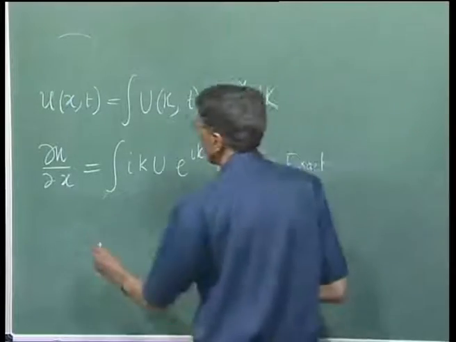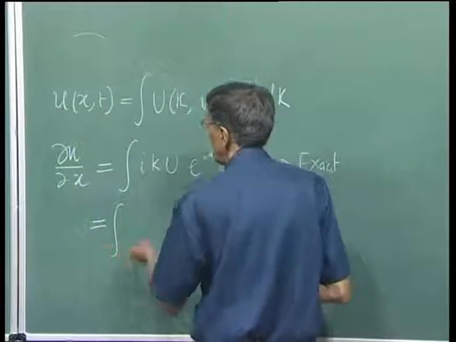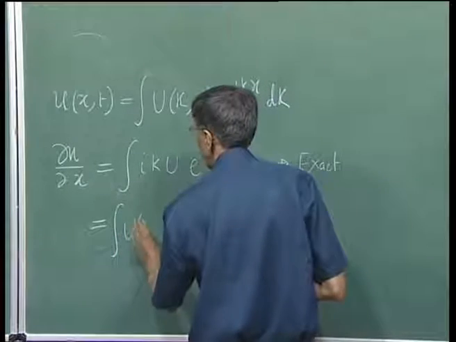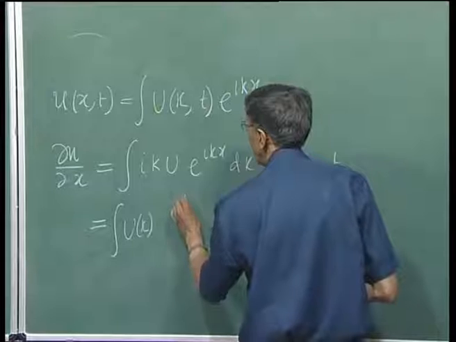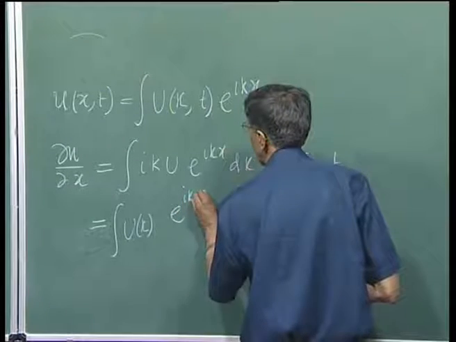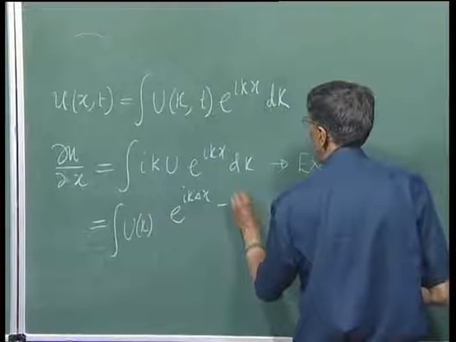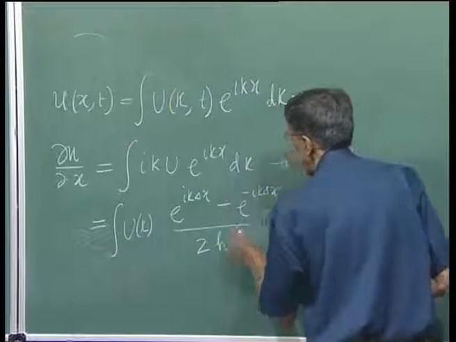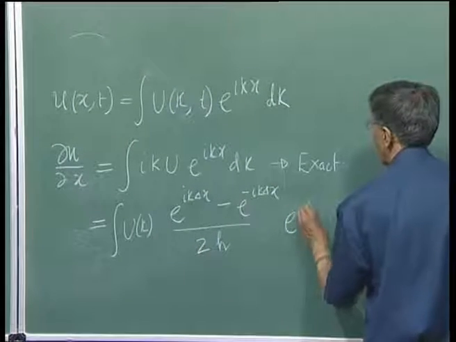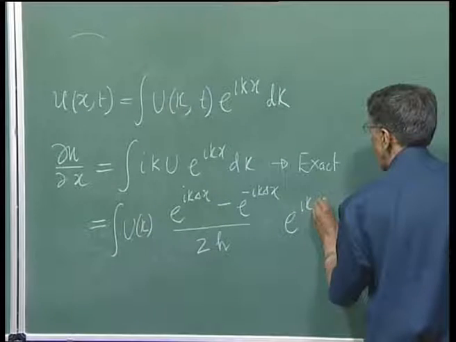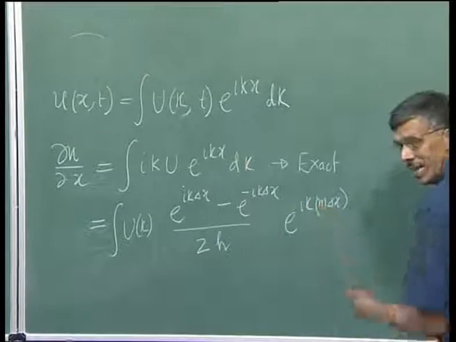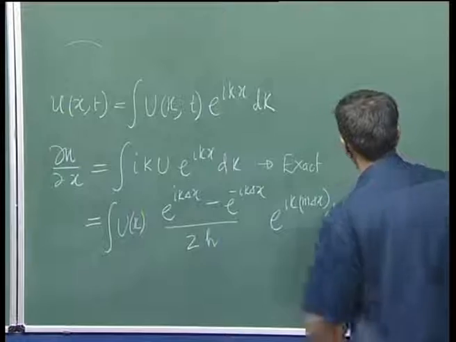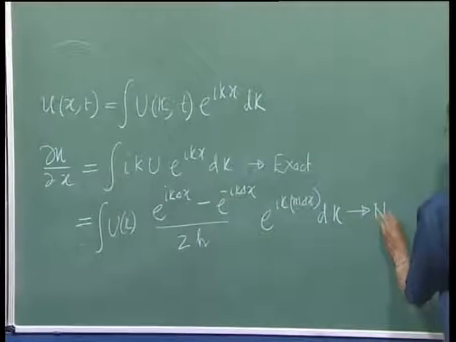And what we just saw numerically is that we got u of k retained as it is, and we obtained e^(ikΔx) minus e^(-ikΔx) divided by 2h, and then we had e^(ikx), where x was m delta x, and dk. So, what happens here? This is your numerical representation.